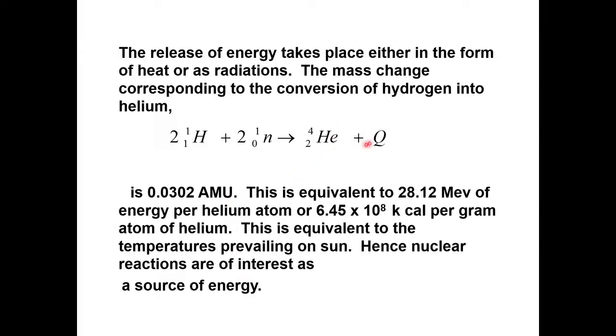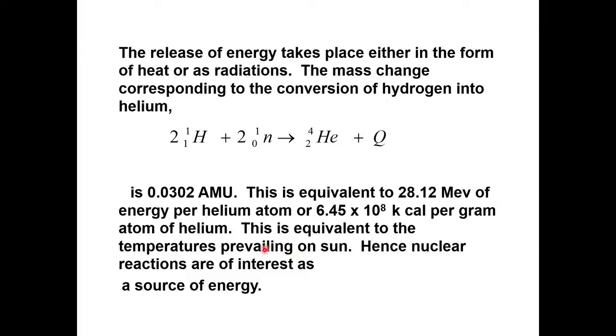The energy difference Q corresponds to this much. That means so much energy is to be released when we form a helium atom starting from 2 hydrogen atoms and 2 neutrons. This is equivalent to 28.12 mega electron volts of energy per helium atom, or 6.45 into 10 raised to 8 kilocalories per gram atom of helium. I just convert per atom into grams.